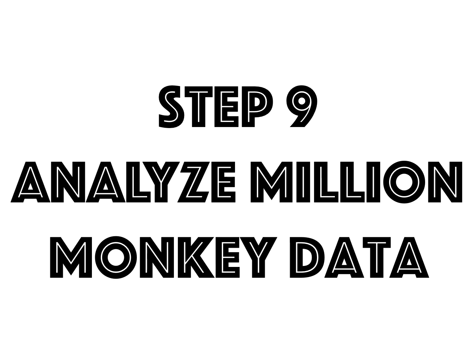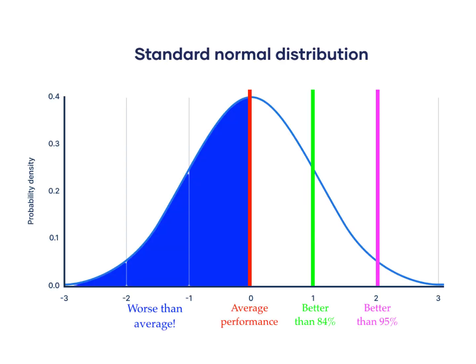Now that you have some million monkey data, the next step is to figure out what it means. At this point, I want to emphasize the importance of understanding simple statistical analysis. If you're not familiar with this stuff, then you'd better familiarize yourself. It's really not that hard. We have the standard bell curve called a normal distribution, and mathematics tells us that you need to be at least 2 standard deviations above the mean in order to be in the top 5%.